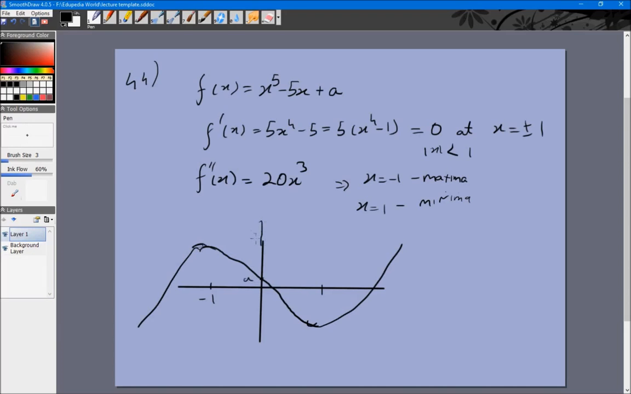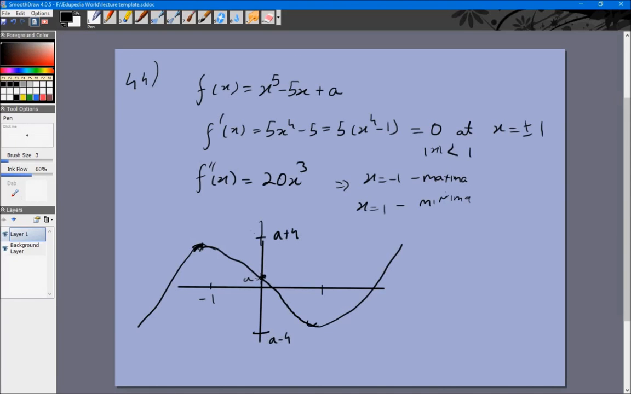Now what are these 2 points? What is the value at x equal to minus 1? If x is equal to minus 1, f x is minus 1 plus 5, that is 4, 4 plus a, right? So this is a plus 4. And similarly, if you take x equal to 1, 1 minus 5 plus a is a minus 4. So this is a minus 4. Right? This is for different values of a. And this is a.